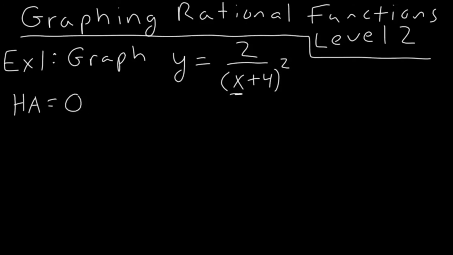0. Okay, so if you ever have a bottom-heavy function, there's no constant being added. We don't see anything being added or subtracted out here. Our horizontal asymptote will be at 0.